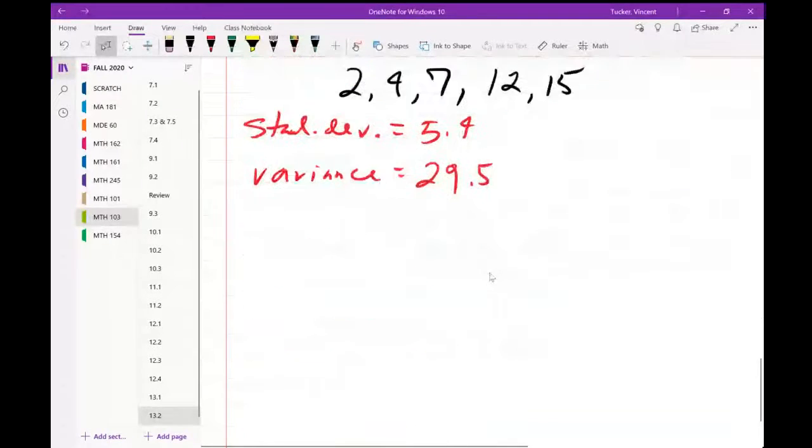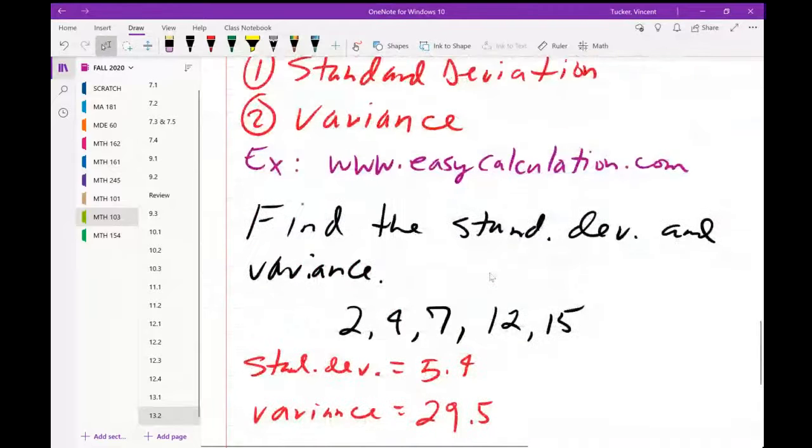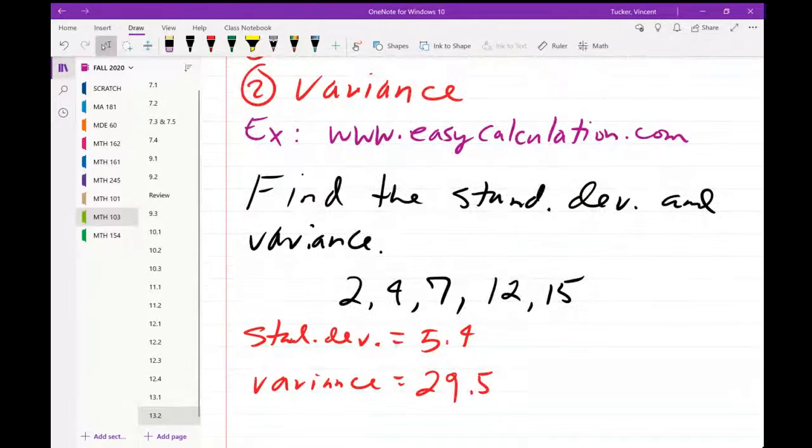All right, let me make sure. I think that was it for that section. So yeah, that is it for that section. In 13.3 and 13.4 as well, we will actually use standard deviation and variance for application purposes. So we'll do that next class.